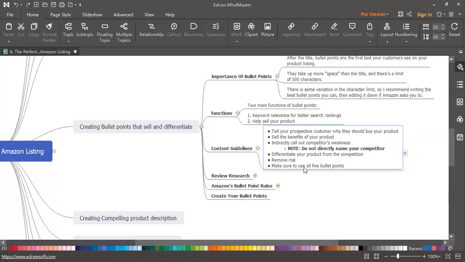Make sure to use all 5 bullet points. Do not do only 3 bullet points or 4 bullet points. Use all the 5 bullet points available.